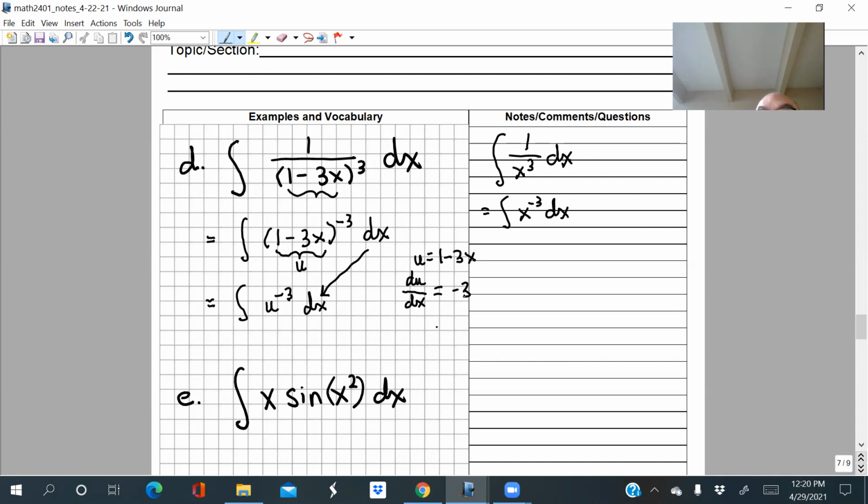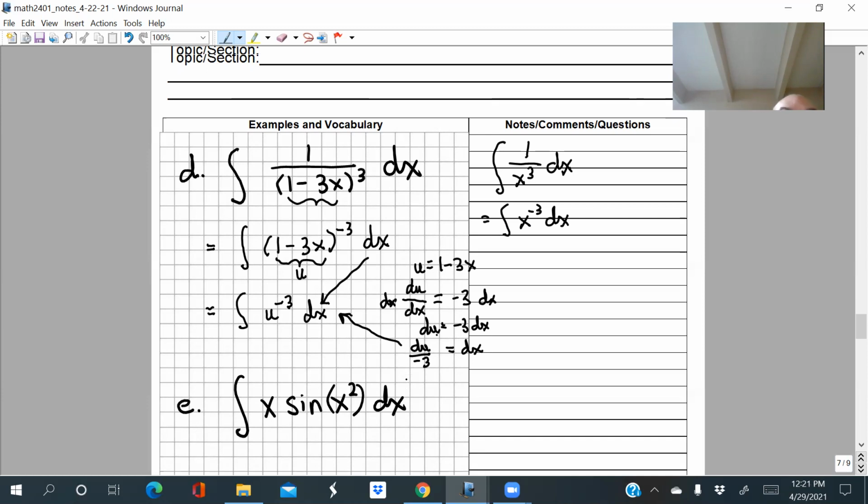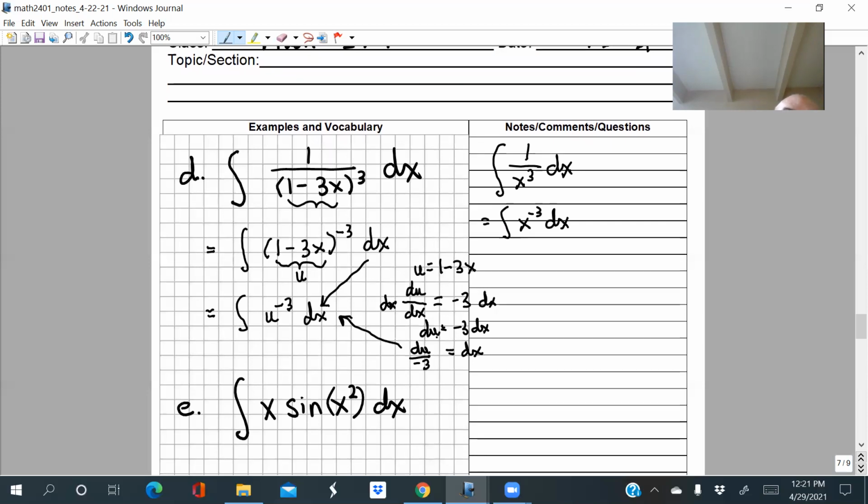So it's just -3. Now solve this equation for dx. So multiply both sides by dx, and we get du equals -3 dx. And now divide both sides by -3, since I'm trying to solve for dx. So I get dx equal to du over -3. And that's what I'm going to plug in for dx right here, du over -3.